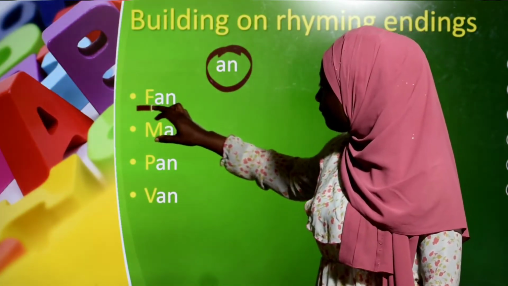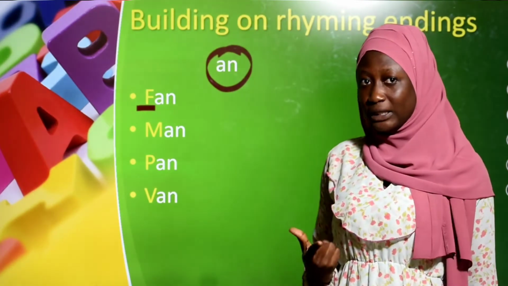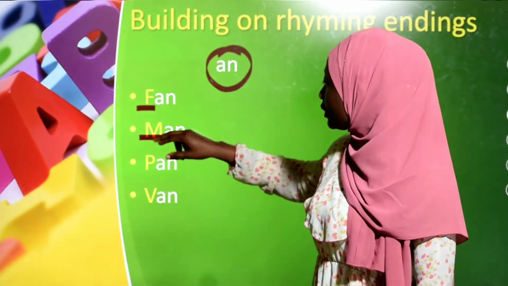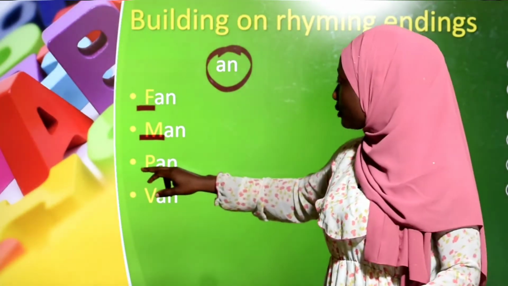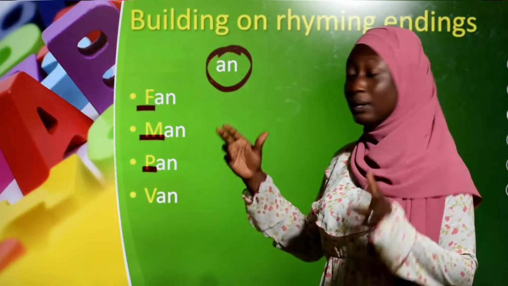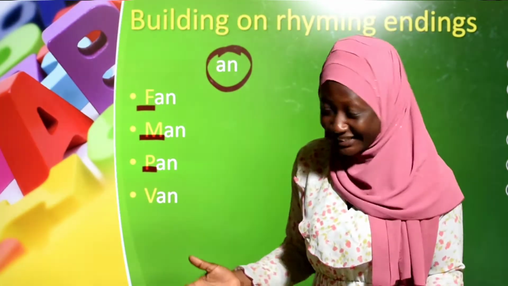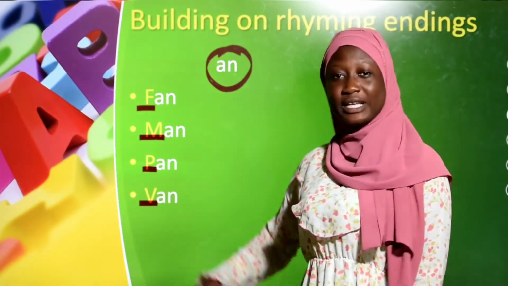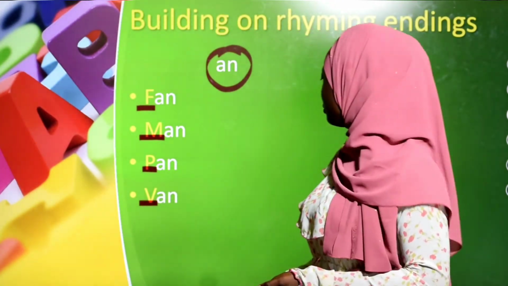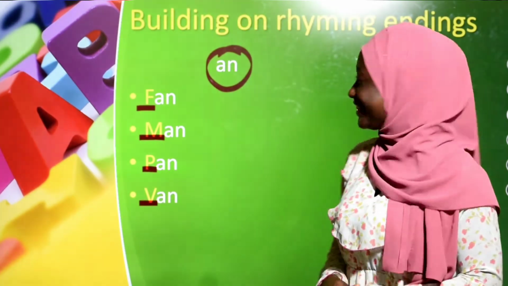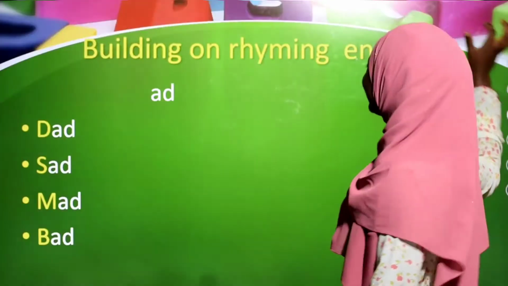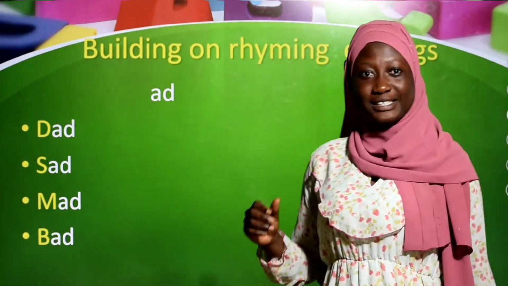We added f to the an to get fan. We added m to the an to get man. We added p to the an to get pan, and v to the an to get van. Now let's go to another example.